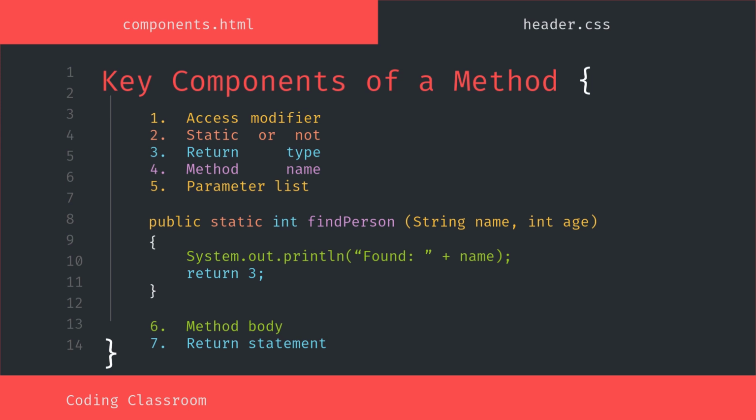Return statement. If the method has a return type other than void, it must include a return statement to send the result back to the caller. For example, return a + b. Each of these components plays a specific role in how the method works and interacts with the rest of your code. By mastering these, you'll be able to write methods that are both functional and easy to understand.